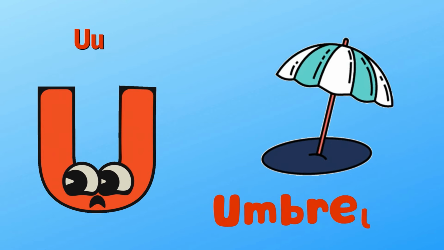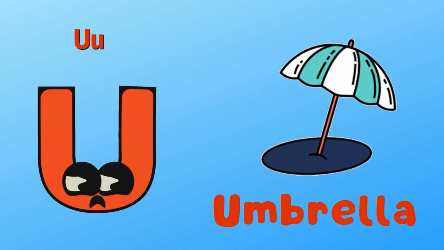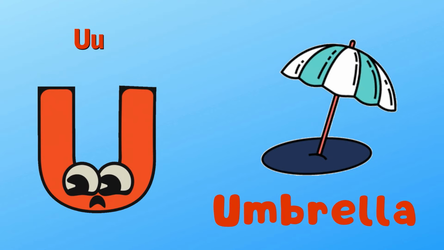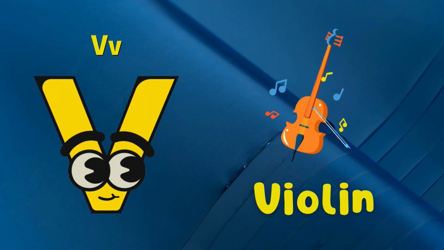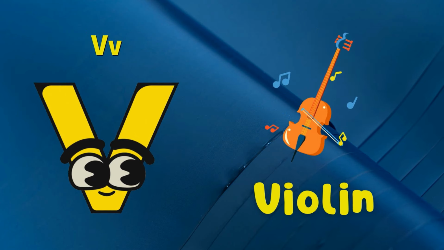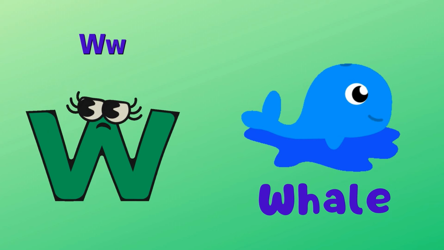U is for umbrella, umbrella, umbrella. U, umbrella. V is for violin, v, v, violin, v, violin. W is for whale, w, w, whale, w, whale.